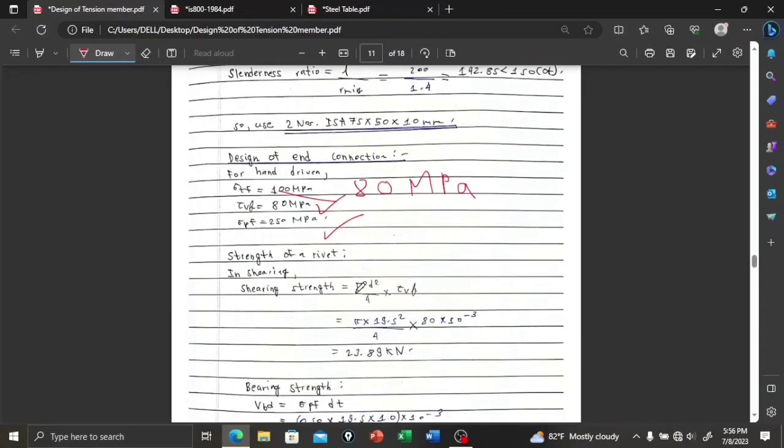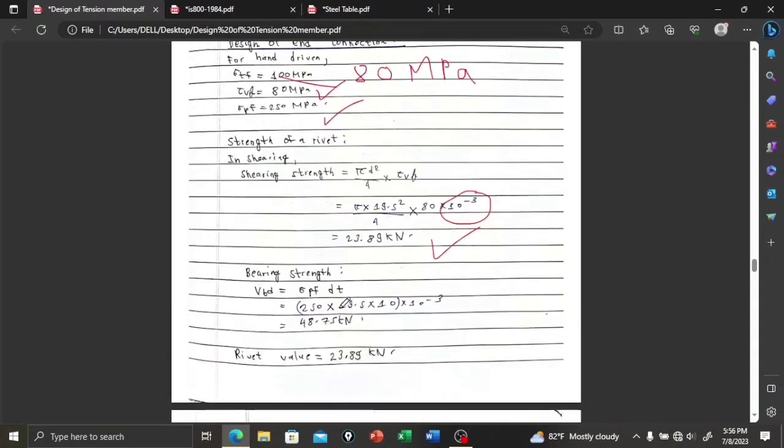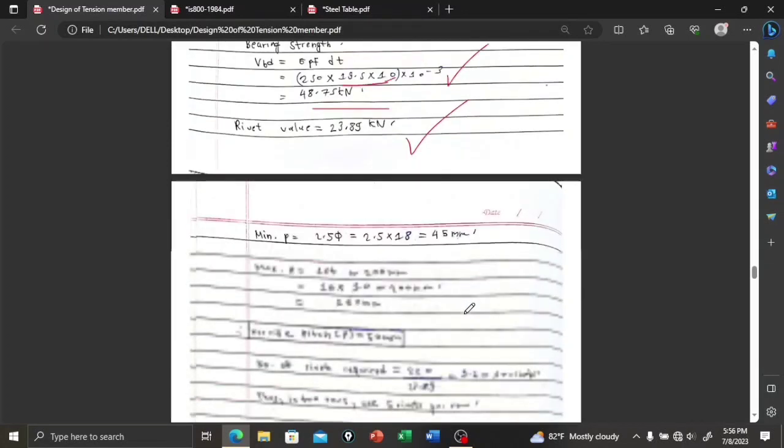So strength of rivet in shearing: area is pi d square by 4 and stress is tau vf, so pi into 19.5 square by 4 into 80, divided by 1000 to convert it into kilonewton. Bearing strength is sigma bf d t. Sigma bf is 250, diameter 19.5 and thickness 10, divided by 1000, this is 48.75 kilonewton. So rivet value is the minimum of these two, that is 23.89 kilonewton.